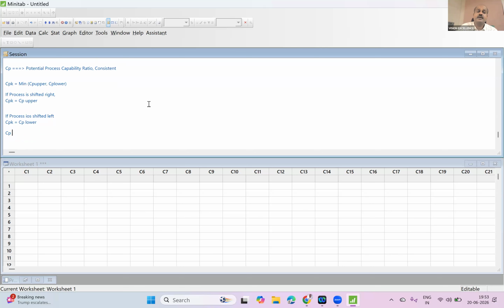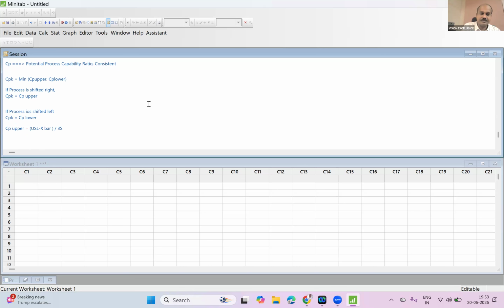Now, what is the CP upper? I'll give you the formula. CP upper is a ratio: USL minus process average, which is X bar, divided by 3 standard deviation. CP lower is another ratio: X bar minus LSL divided by 3 standard deviation.